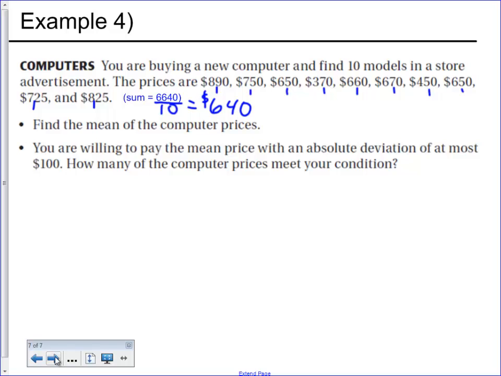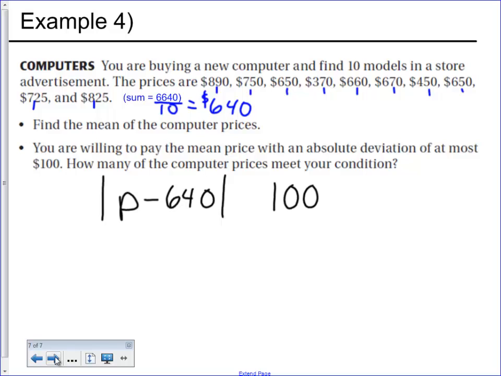So that would be the solution to the first part. It says we're willing to pay the mean price with an absolute deviation of at most $100. How many computer prices meet your condition? Well, this is a deviation question. So the price minus the expected value of the price. The expected value would be the average. And we want to pay at most $100 more or less from the mean price.